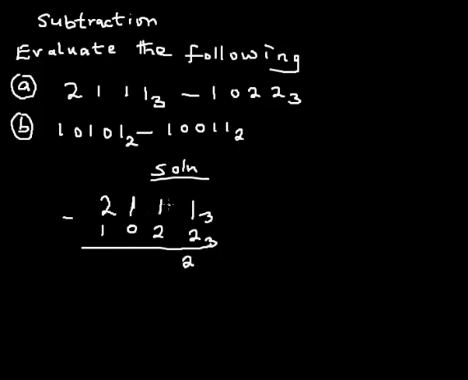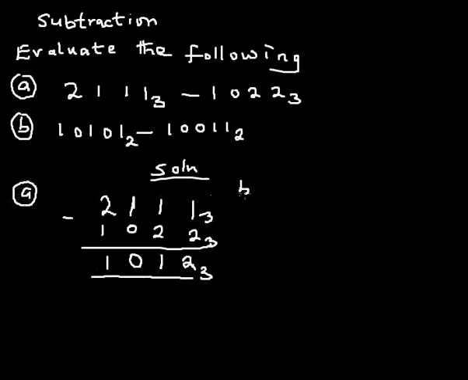Remember, this one is now 0 because I borrowed. 0 minus 2 can't work. I have to borrow 1 again from this 1 as 3, add it to this. This now becomes 3. 3 minus 2 is 1. Now I borrowed 1 here, so this is left with 0. 0 minus 0 is 0. Then of course 2 minus 1 is 1. So that is the answer in base 3, the A part of the question.